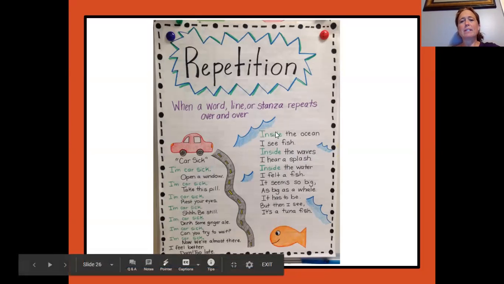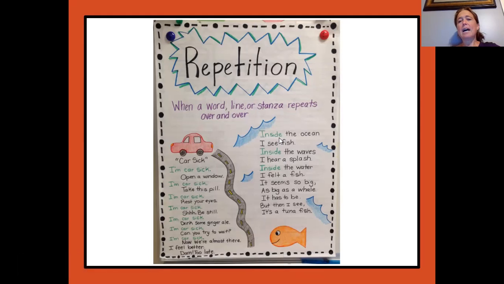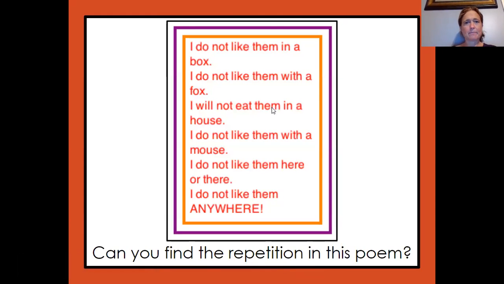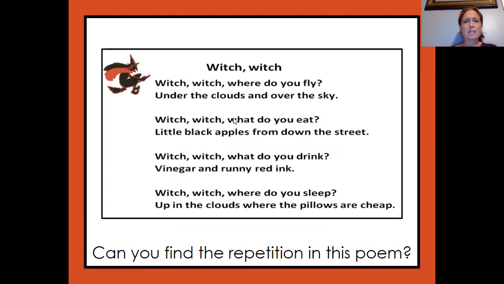So here they repeat the words I and inside, okay? And they repeat inside to give you the idea that it's something that's actually in the water, in the ocean. Again, repetition is when a word, line, or stanza repeats over and over. Remember, a stanza is like a paragraph. All right, so let's find the repetition in this poem.